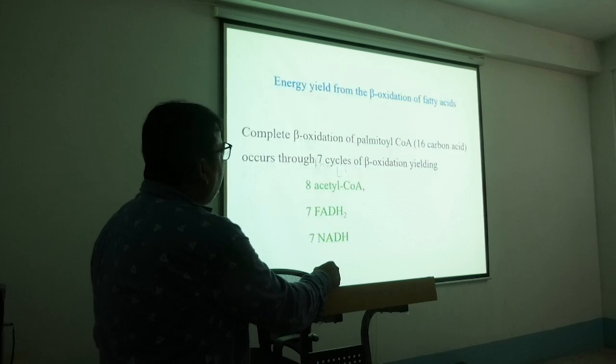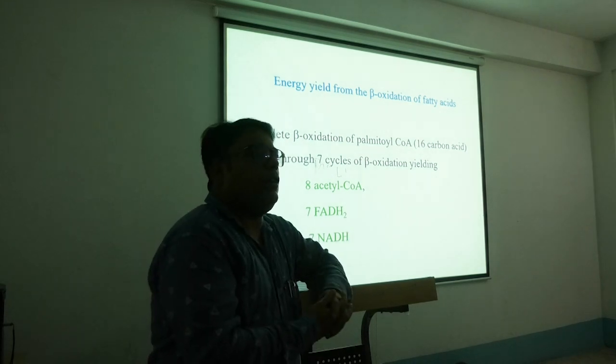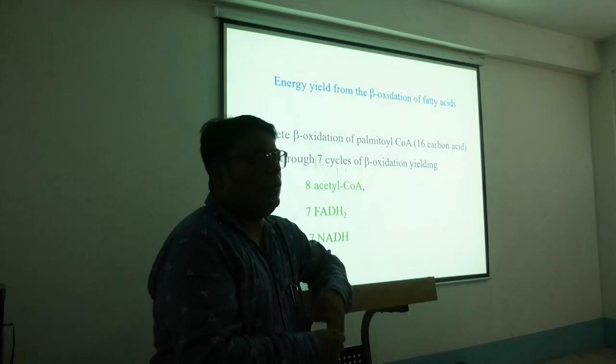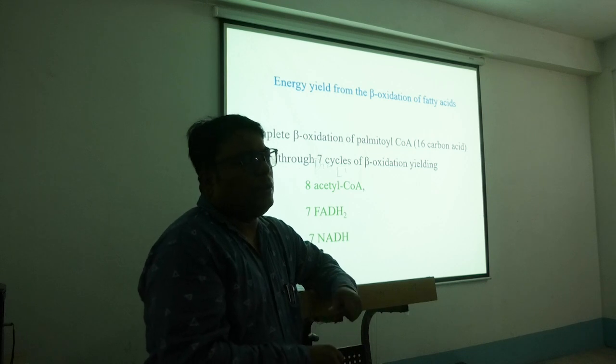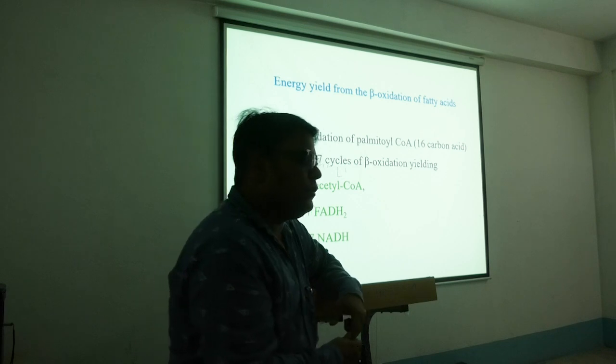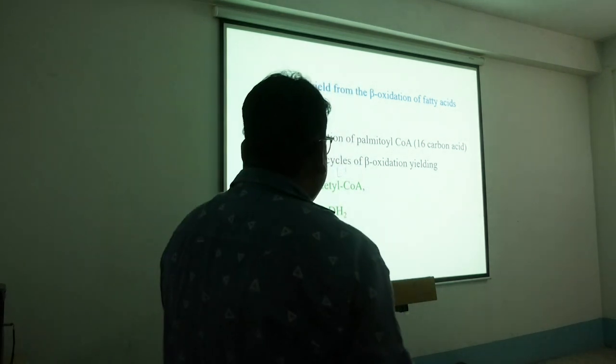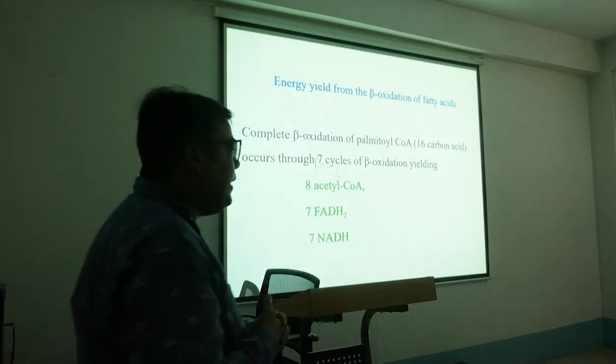Now this is important because the question is asking about the metabolic pathway. All of you can write the metabolic pathway very easily because you have learned it. This is the important question. You read all this metabolic pathway step by step, but regulation is important. Okay. So complete beta oxidation of palmitoyl CoA occurs through 7 cycles of beta oxidation.